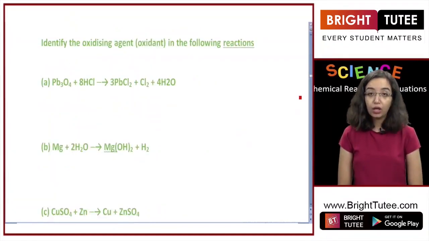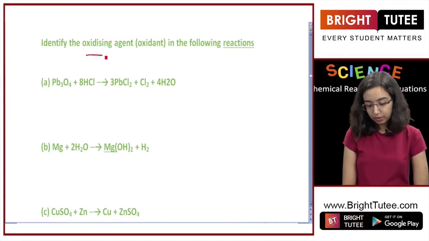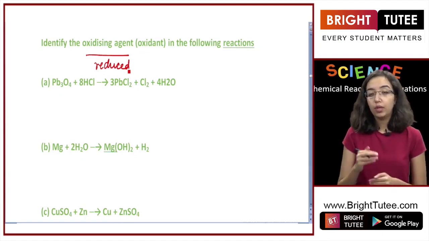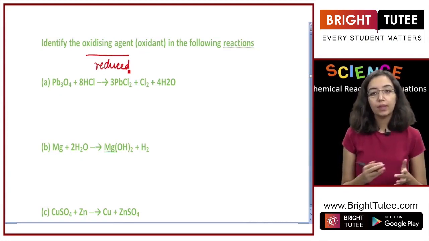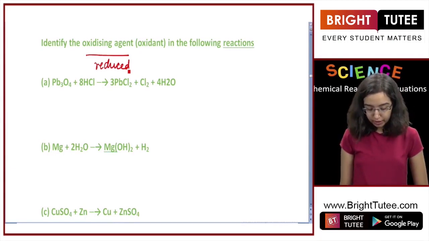Now identify the oxidizing agent. What is the oxidizing agent? Very simple. Oxidizing agent is the substance which gets reduced. So any substance which gets reduced is helping the other substance get oxidized, and that is why it is called an oxidizing agent. So we have to identify here which of the following is the oxidizing agent.